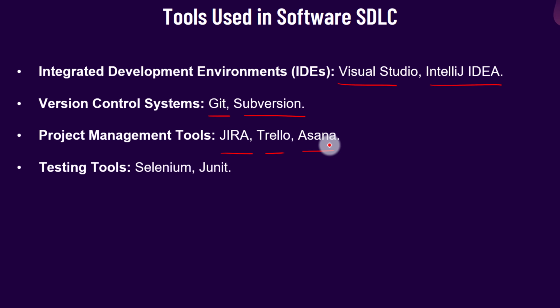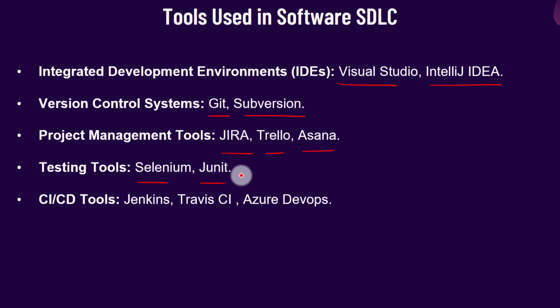Looking at testing tools such as Selenium and JUnit, which help us automate and manage the testing process. And finally, tools such as Azure DevOps, Jenkins, and Travis are used to automate the deployment pipelines, ensuring new code is integrated and deployed quickly and reliably. By using these tools, we can effectively manage the SDLC and create high-quality software applications.